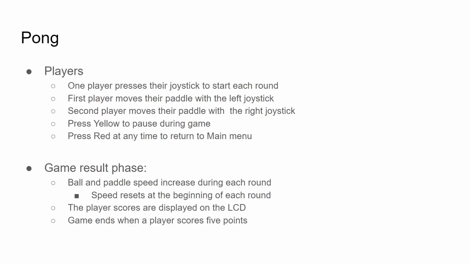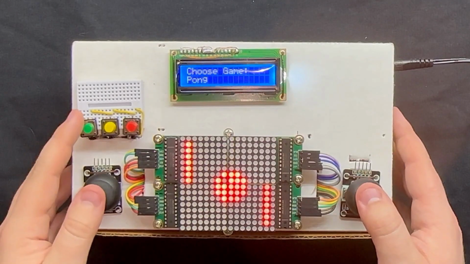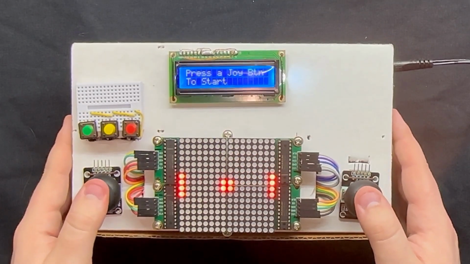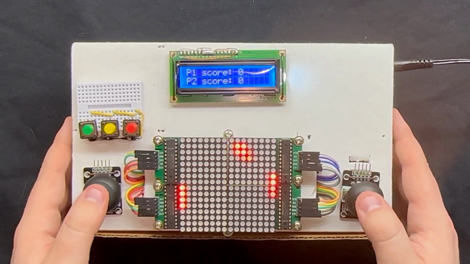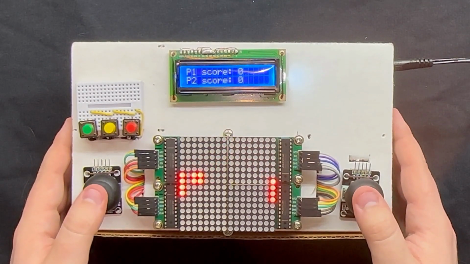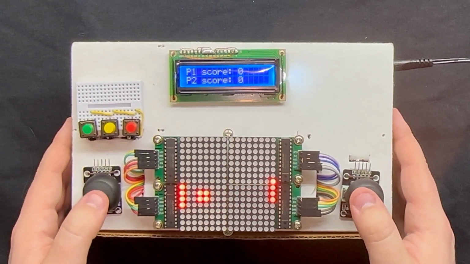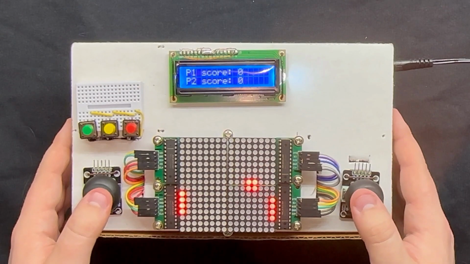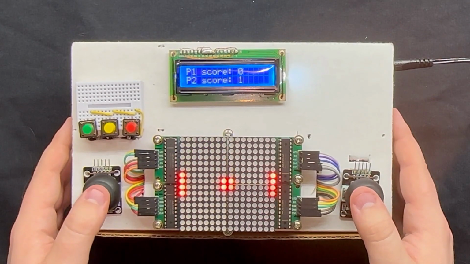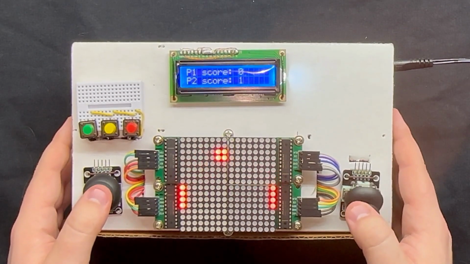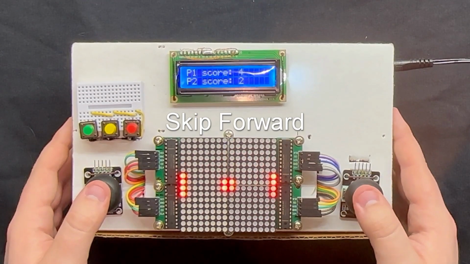In Pong, a player presses down the joystick to start the round. Each player controls a paddle which is used to bounce the ball to the other player. During the round, a yellow button press will pause the game, a green press resumes the game, and a red press will exit the game at any point. During the game, the speed of the ball and paddles increases slightly each time the ball hits a paddle. A player scores when their opponent fails to hit the ball back. The scores are displayed on the LCD. The game ends when a player scores 5 points.